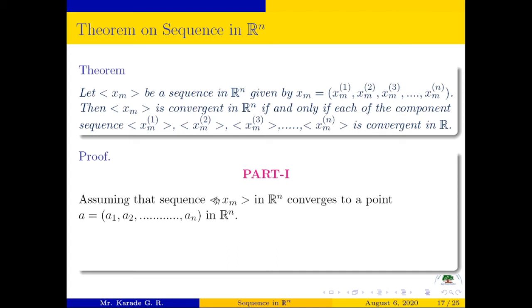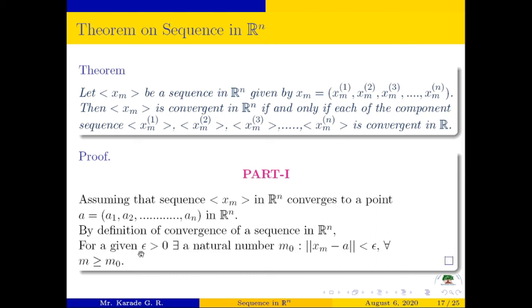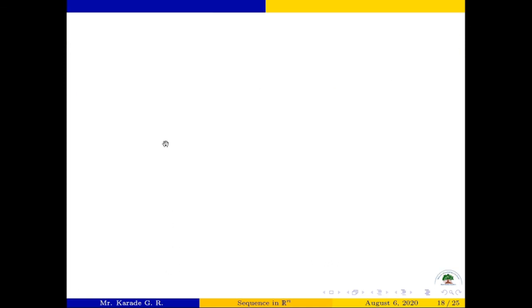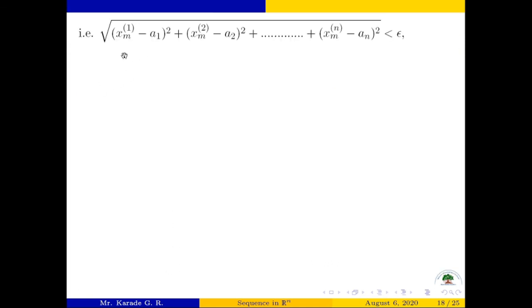Okay, so assume that the sequence xm in Rn converges to a point A equal to (a1, a2, dot dot dot, an) in Rn. By the definition of convergence of a sequence in Rn, for a given epsilon greater than 0, there exists a natural number m0 such that the distance between the terms of sequence xm and point A becomes smaller and smaller when m becomes larger and larger. Okay, so consider this thing.